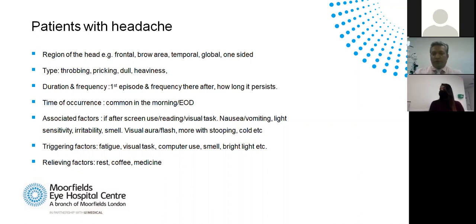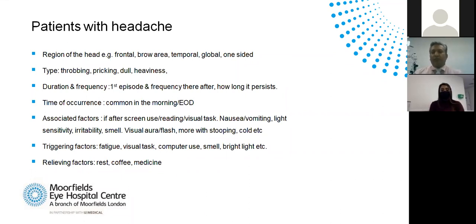then the time of occurrence, if the headache is more common in the morning or more common in the afternoon. Say if someone says more common in the morning, it's more likely that it will go towards migraine issues or some other issues rather than fatigue or visual discomfort or refractive error kind of issues. Whereas if it is towards the end of the day, it can be due to muscle imbalance, or it can be due to fatigue or uncorrected refractive error, these kinds of things. There are some associated factors we need to ask in case of history patients.